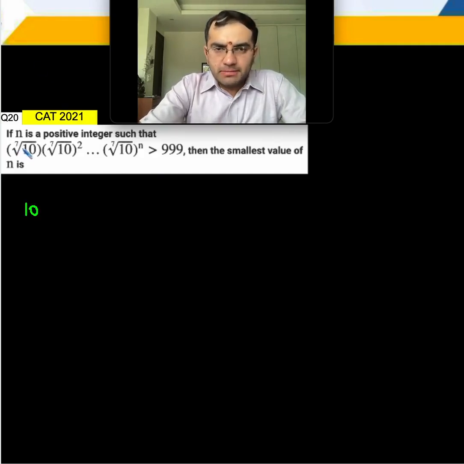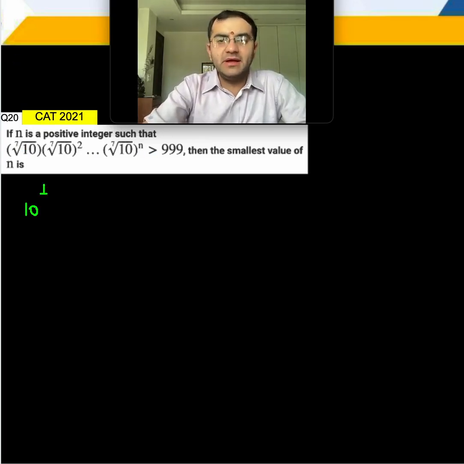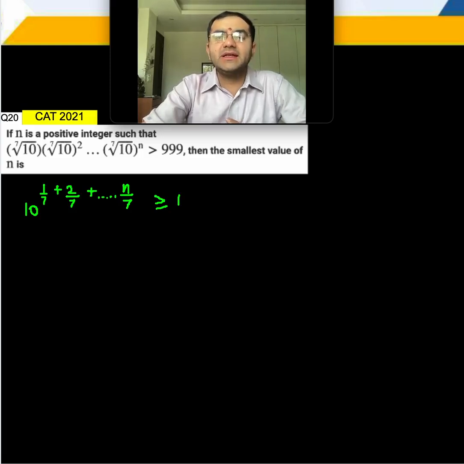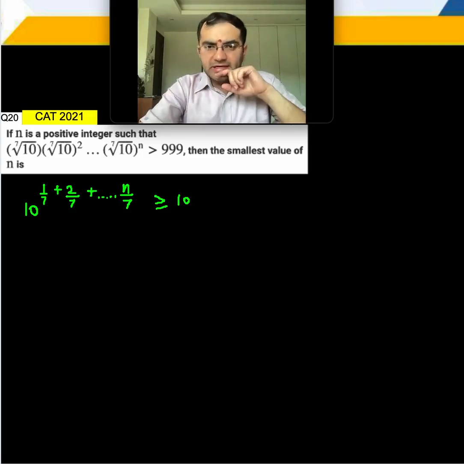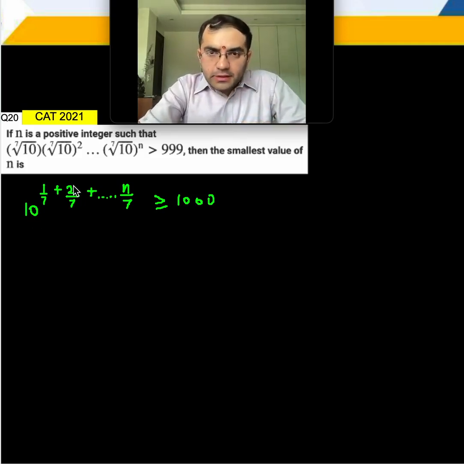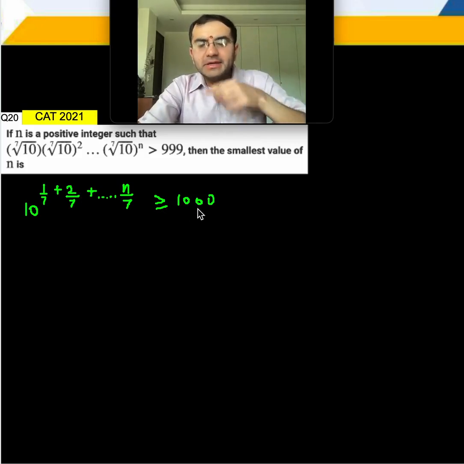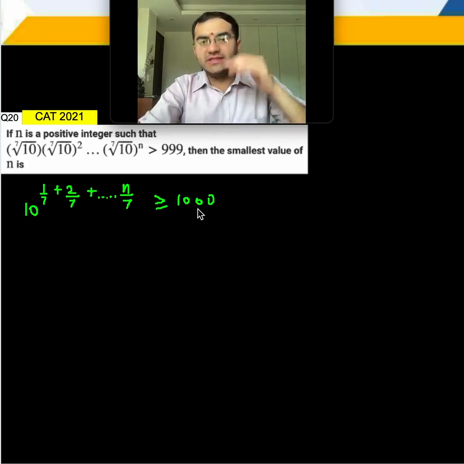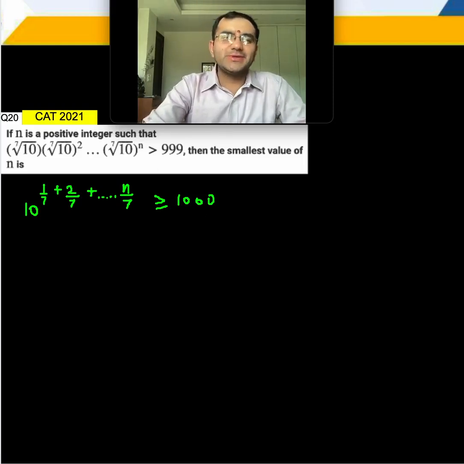You have 10 to the power root 7, that is, to the power 1 by 7. Then it becomes whole square, so it becomes 2 by 7, 3 by 7, 4 by 7, 5 by 7 up till n by 7 gets added. Right? Take 1 by 7 common. 1 by 7, 2 by 7, 3 by 7 up till n by 7 is greater than 999. I'm going to write it as greater than or equal to 1000. I'll tell you why. This is a power of 10 and next to 999 there is a power of 10, which is 1000. That's why I'm writing it like that.